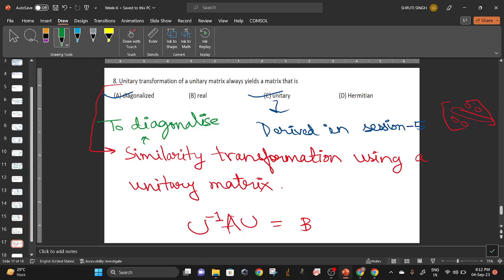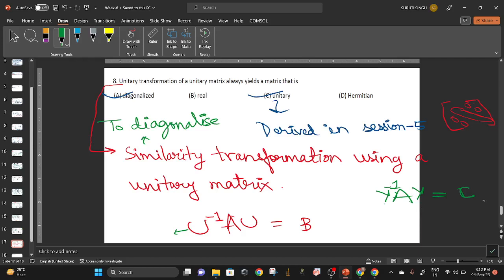Do you get my point? It is just a similarity transformation. Just the name is changed to unitary because we are using a unitary matrix. Mathematically, it is just the similarity transformation. Suppose I take a matrix Y inverse A Y equals C, then this is what we call a similarity transformation. Now suppose by chance Y turns out to be a unitary matrix, then we can call it a unitary transformation.